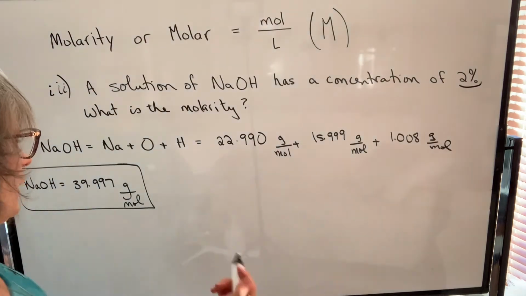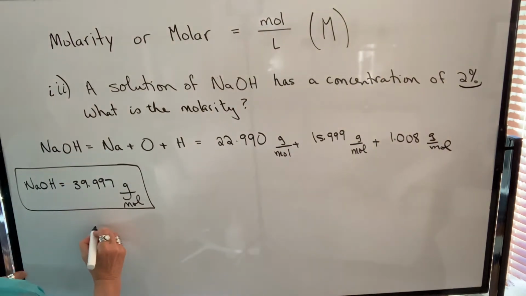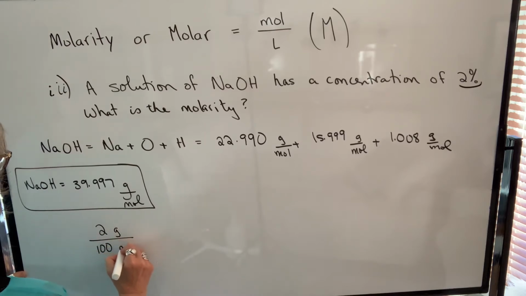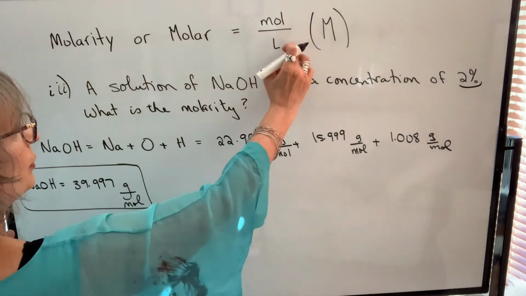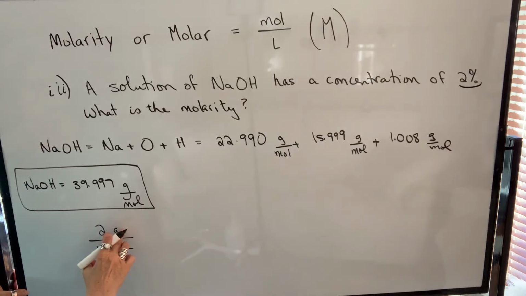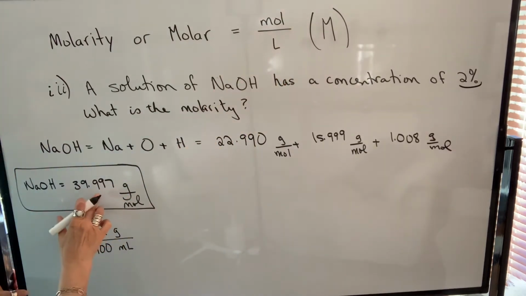In the previous video I talked about what 2% means. 2% means 2 grams of solute in 100 milliliters of solution. So we want to express this concentration as molarity, which is moles per liter. So we need to change from grams to moles. We're going to use our molar mass to do that.